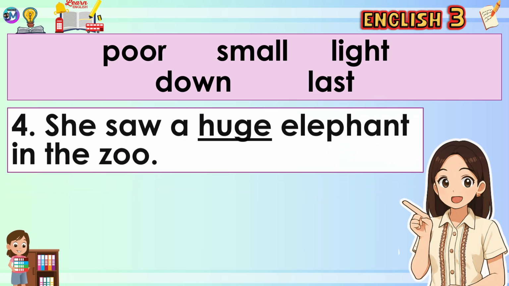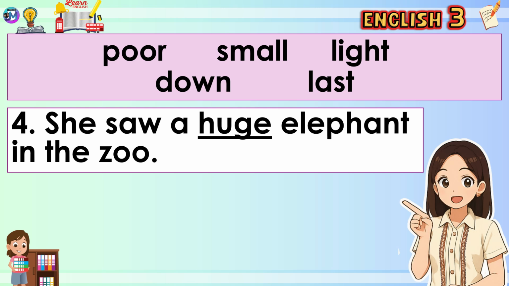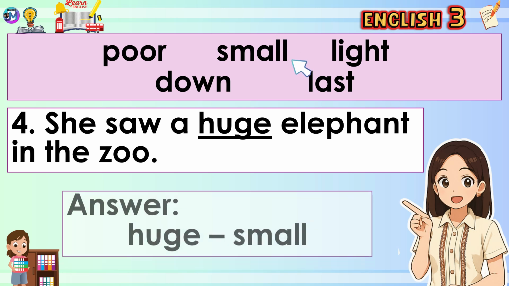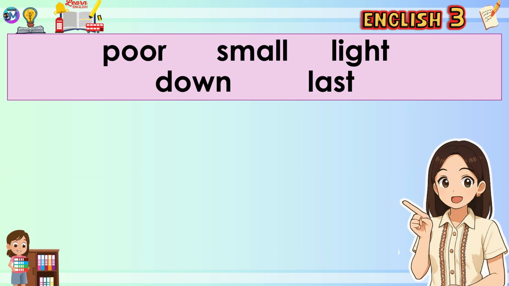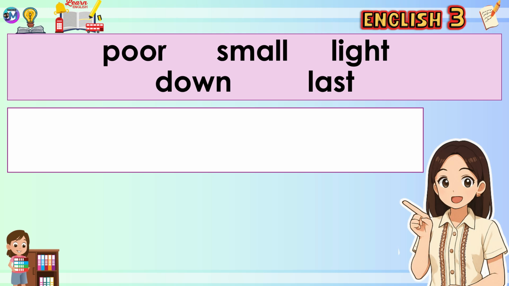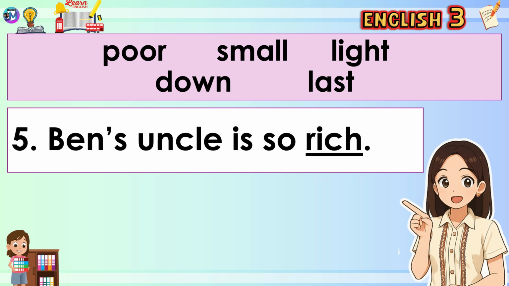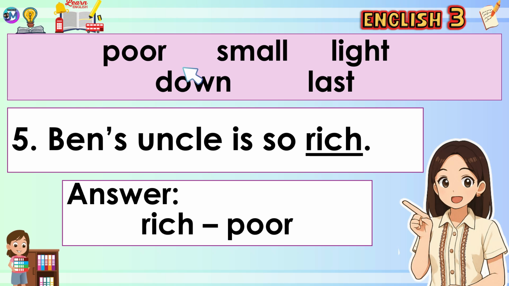Sentence number 4. She saw a huge elephant in the zoo. The underlined word is huge. What is the opposite of huge? Awesome. It's small. The opposite of huge is small. And for our last sentence, Ben's uncle is so rich. The underlined word is rich. Which from the choices is the opposite of rich? Correct. Poor. The opposite of rich is poor.